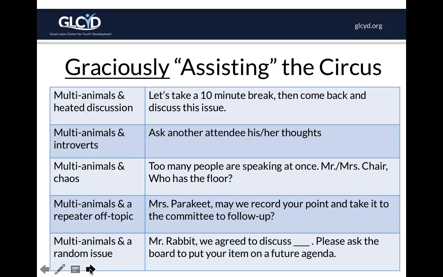Or off topic. You've been in those meetings where you're trying to discuss issue A, and Mrs. Parakeet keeps coming up with issue B and keeps saying, well, what about this? What about this? What about this? And you can either sit there and continue to be annoyed because the chair isn't addressing Mrs. Parakeet, or you can gain attention or gain the floor and say, Mrs. Parakeet, may we record your point?